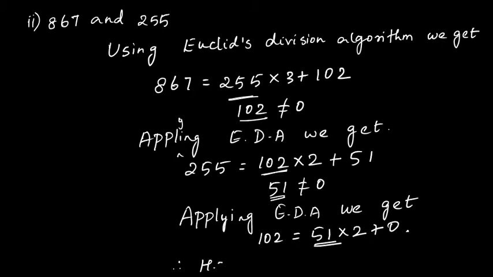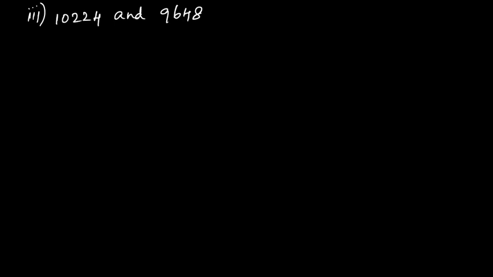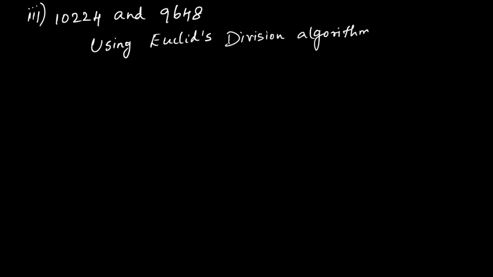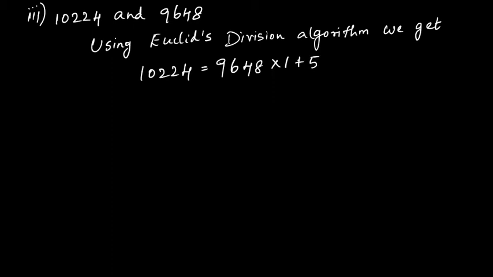So therefore HCF of 867 and 255 is 51. Third question, 10,224 and 9,648. So using Euclid's division algorithm we get, write 10,224 in terms of 9,648. So you'll get 9648 one time and a remainder 576. So clearly the remainder is not equal to 0.